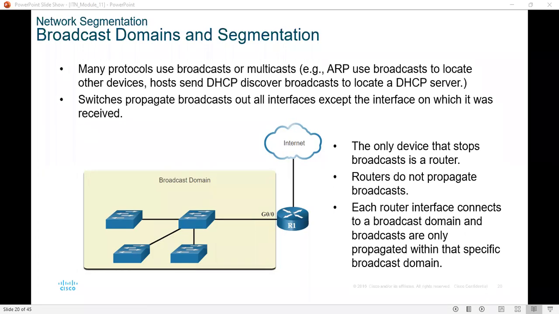Okay, so broadcast domain and segmentation. In what cases do we talk about broadcast domains? We've talked about unicast transmission, broadcast transmission, and multicast transmission, and we know what they are used for.